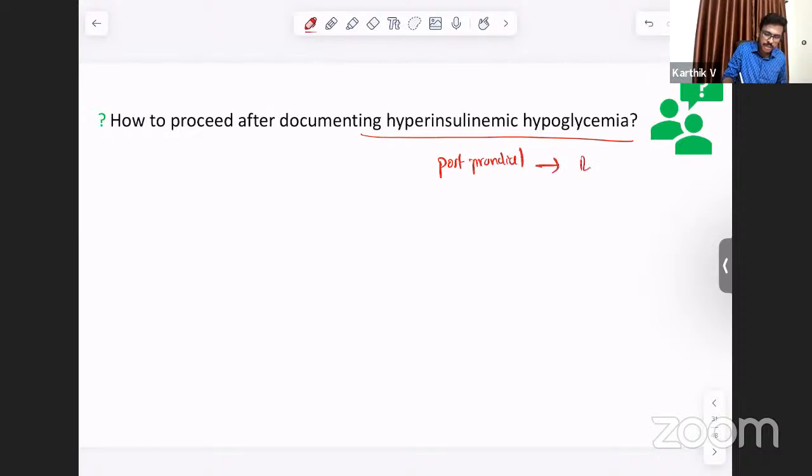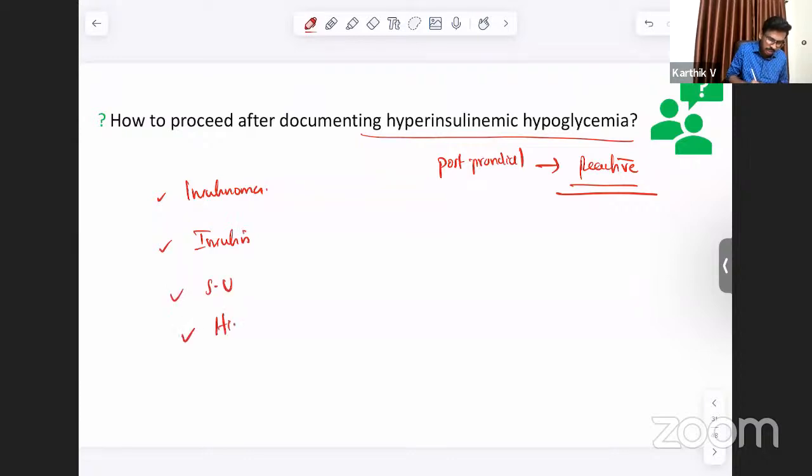You think of reactive hypoglycemia first. Okay, reactive hypoglycemia first. Suppose, what are the other situations? You have insulinoma, insulin, sulfonylurea, Hirata. So these are the four remaining important causes.